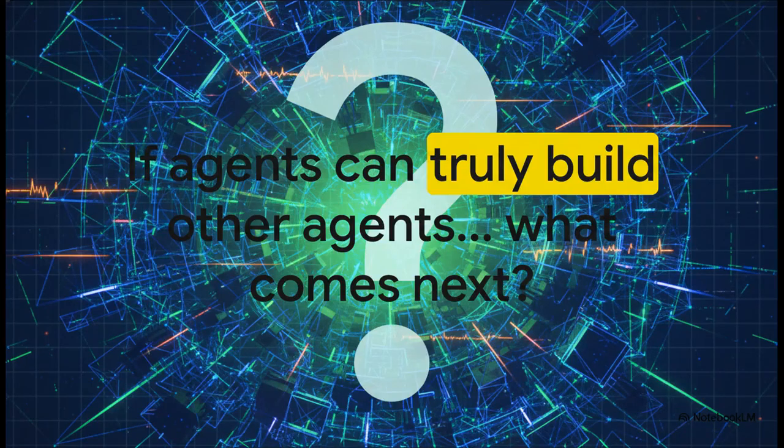Which, of course, leaves us with a final, pretty fascinating thought. This whole principle creates a pathway for AI systems to become exponentially more complex and capable, not by just making the base models bigger, but by composing them in smarter and smarter ways. So, if agents can truly start building, testing, and improving other agents, what does that unlock? Really, what comes next?